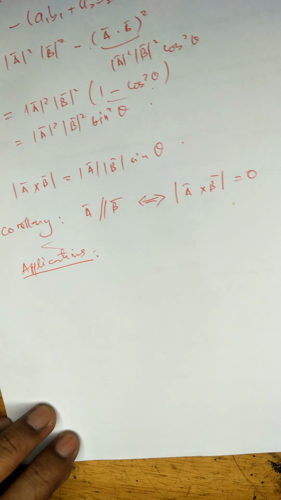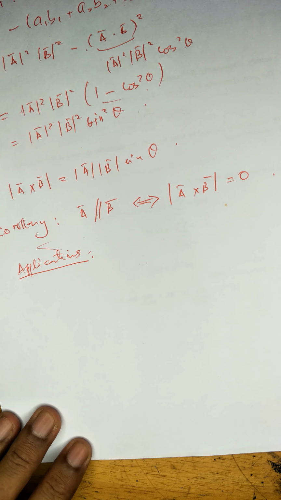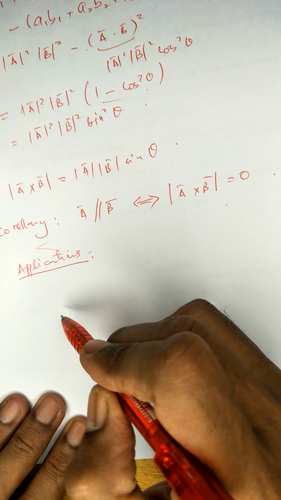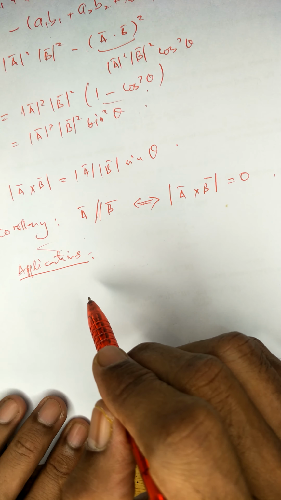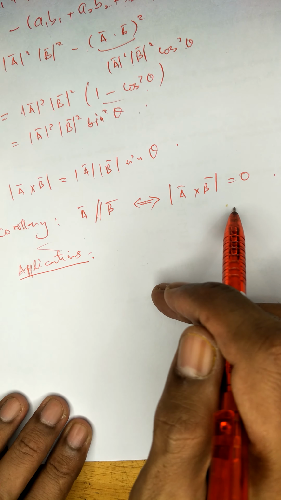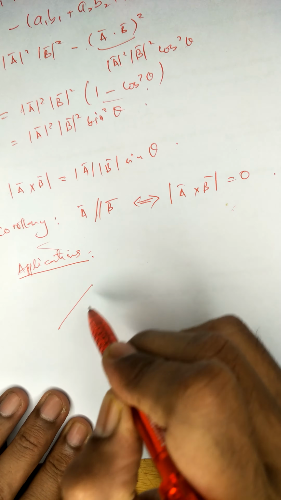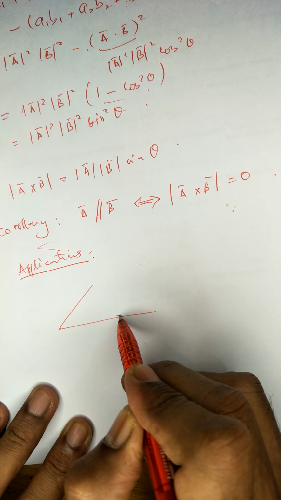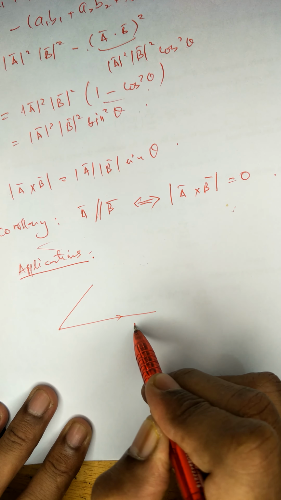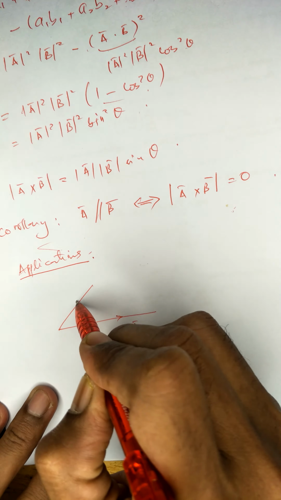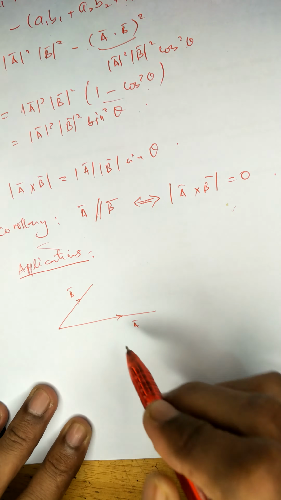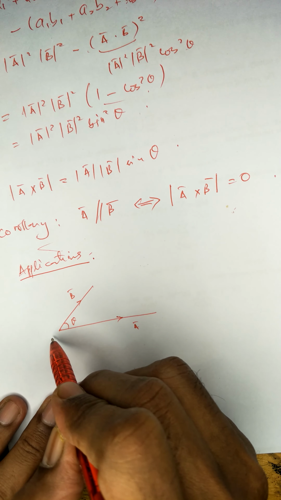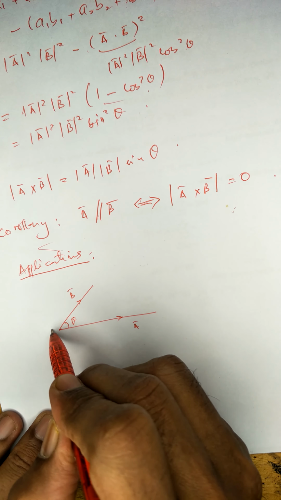Okay, if you consider the parallelogram. The parallelogram is the segi empat selari. So let's say we have a vector. This is our vector A. This is our vector B. The angle between them is theta, and let's name this point O.